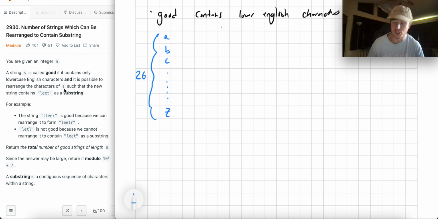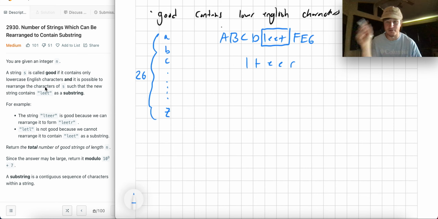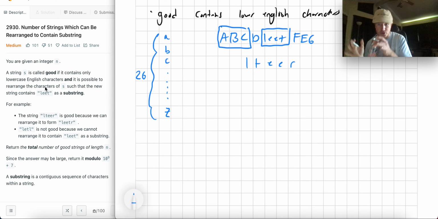Okay, so let's look at some examples and see if it's a good string meeting these criteria. The first one they give is L, T, E, E, R. Now, something being a substring means what exactly again? If you have a string like A, B, C, D, leet, F, E, G, you can draw a box around the thing that you're looking for. So leet is a substring, because I can draw a box around it without skipping characters. ABC is a substring of the longer string. It's a sub part of it.